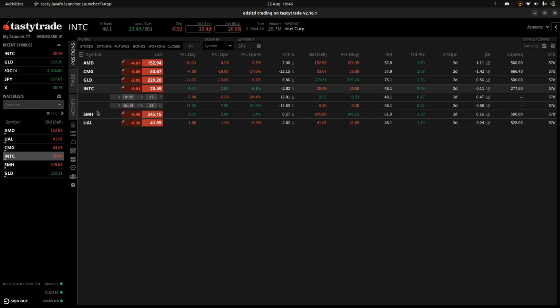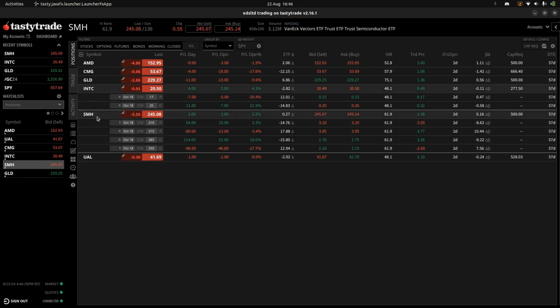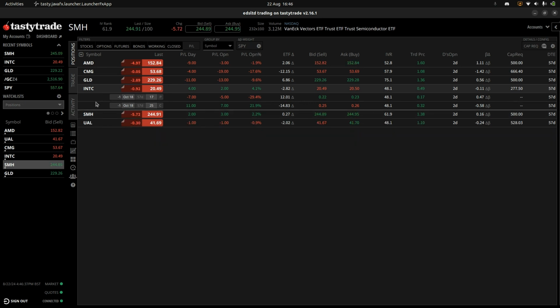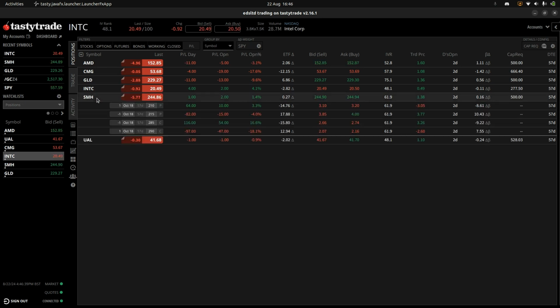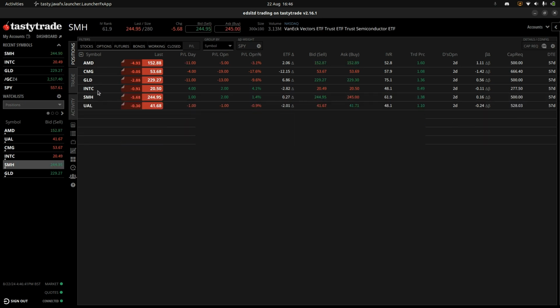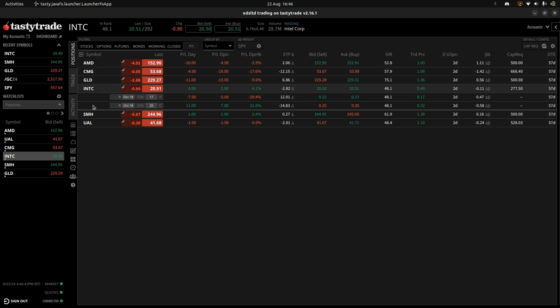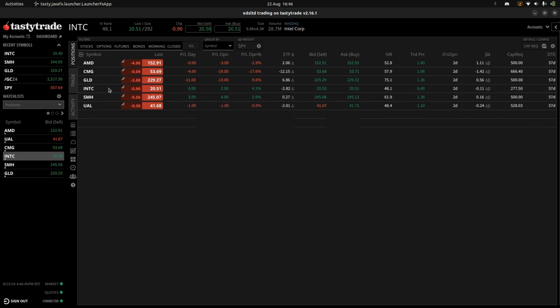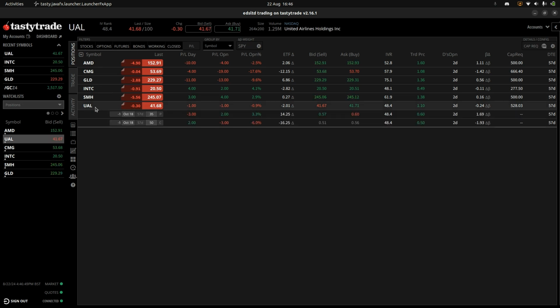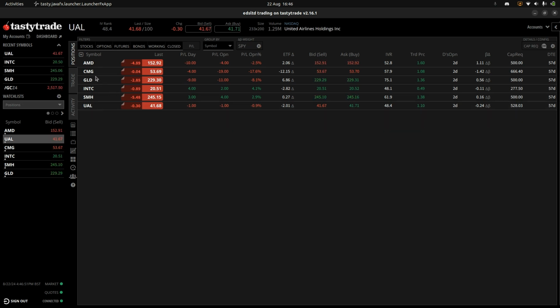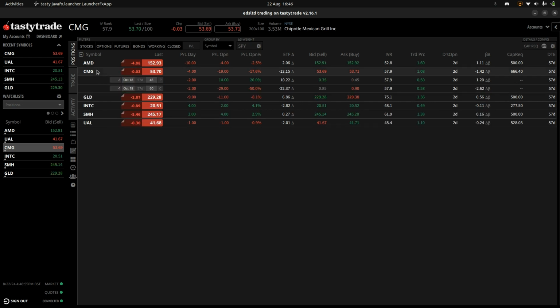We can see here Intel and the semiconductor ETF. Those two positions are doing quite well. With the semiconductor ETF, SMH is an iron condor, Intel is a strangle. UAL seems to be hovering around break even. That's a strangle. Then we've got CMG, which seems to be struggling at the moment. Let's have a look at CMG.